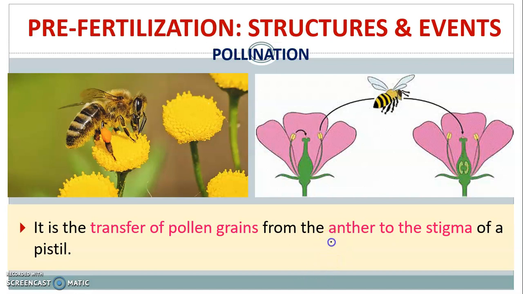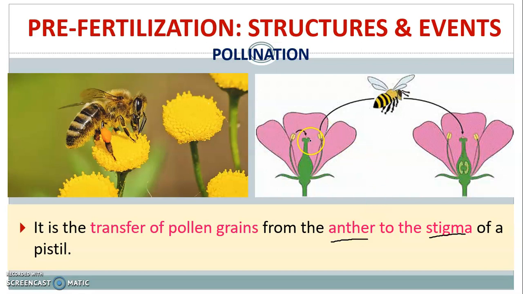In the previous lecture I told you what the anther is and what the stigma is. The anther is the male part of the flower and the stigma is the female part of the flower, which means in pollination, the male structure of the flower is traveling from the male side to the female side.